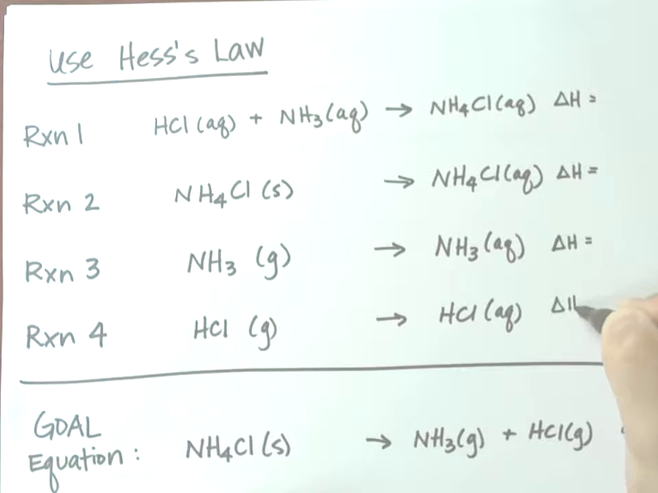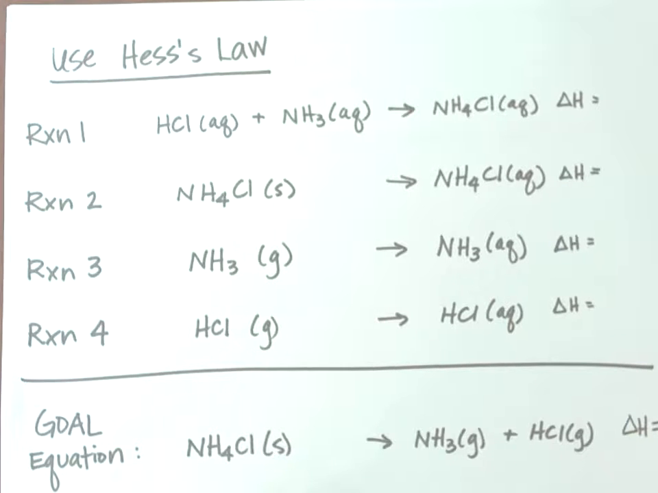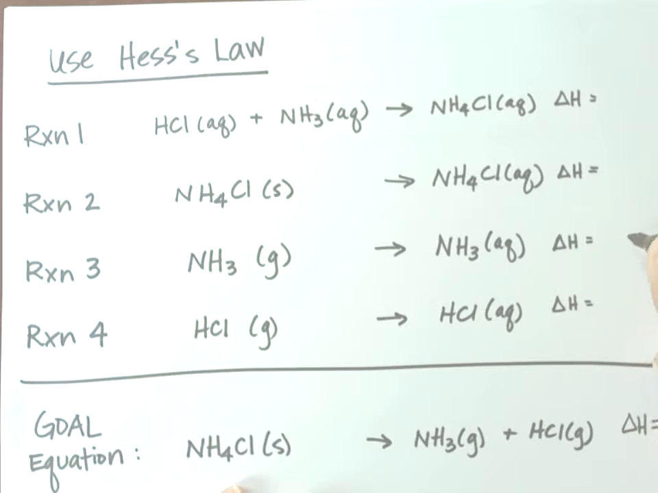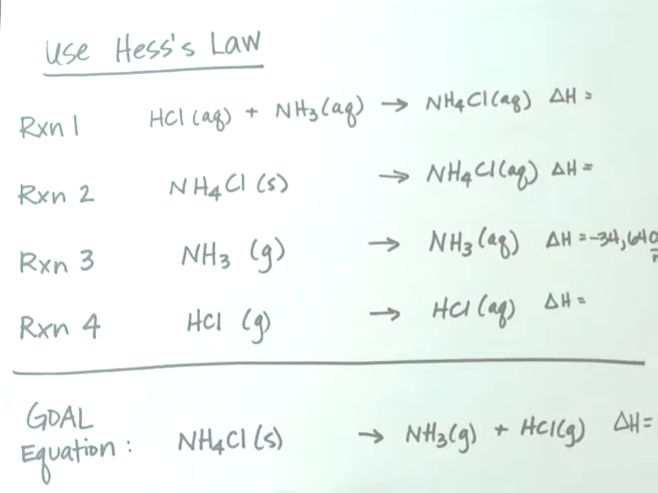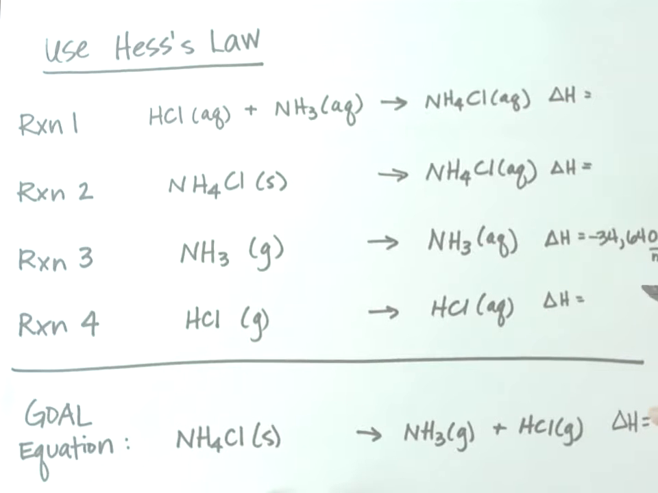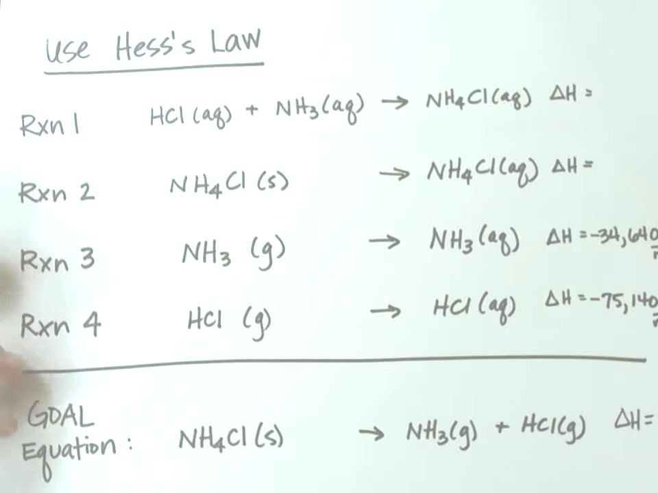Reactions 3 and 4 are actually given at the end of the assignment, and their delta H's are also given. So I'm going to try to squeeze those in here, but you'll have those that are given in the lab. So delta H for reaction 3 is negative 34,640 joules per mole, and the delta H for reaction 4 is negative 75,140 joules per mole. Those are given. We don't have to worry about that. We're just going to utilize them when we use Hess's law.